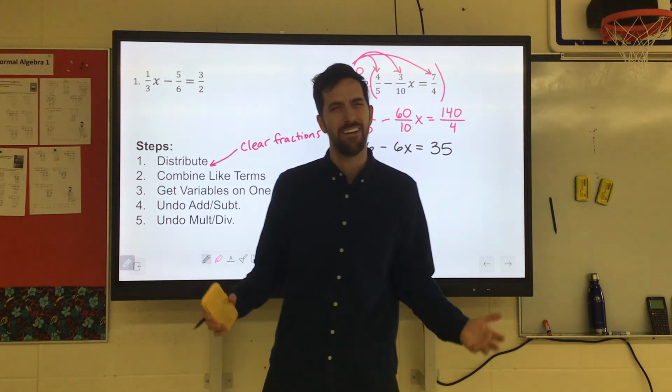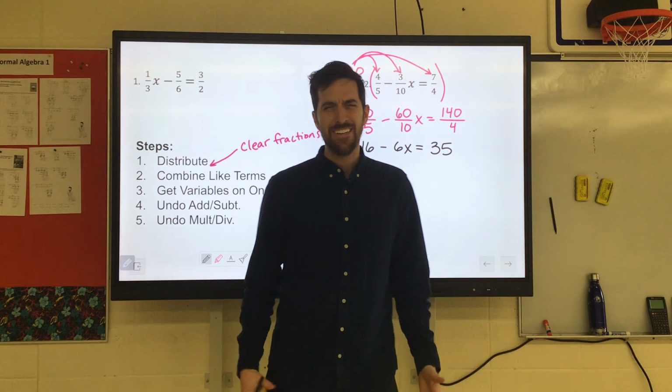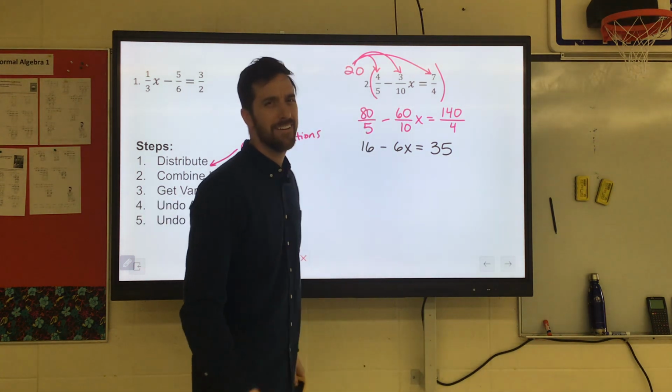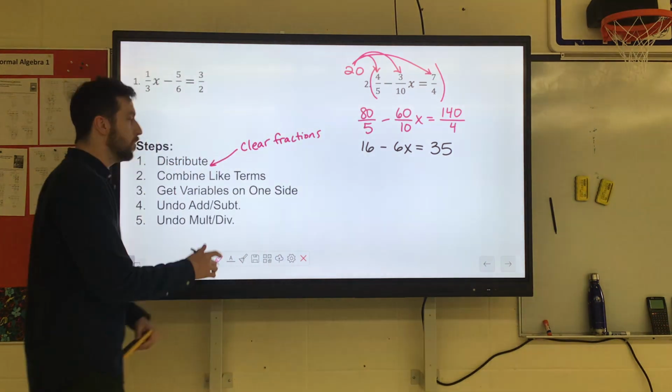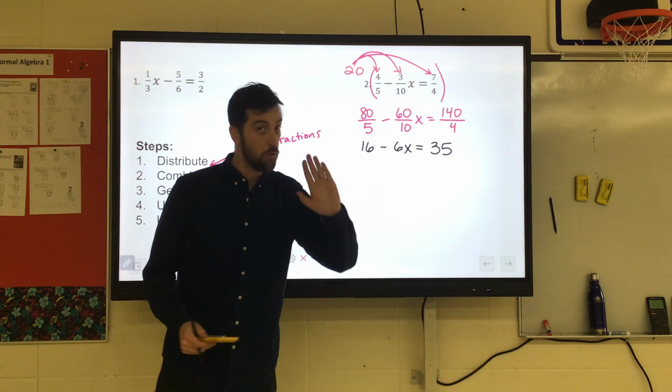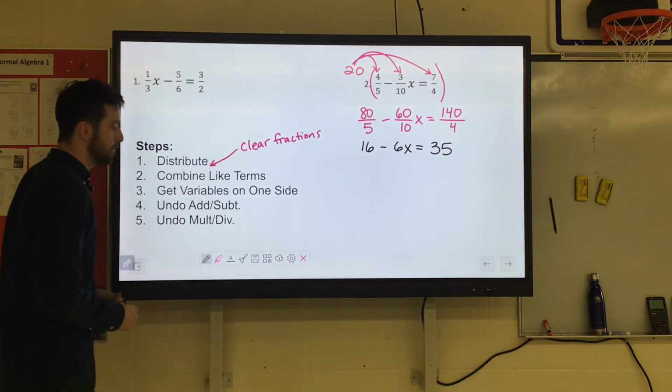No, come on. We don't do that. 16 is a regular number. 6x has a variable. We're not doing that. Come on. Oh, get the variables on the same side. We only have the variables in one spot for now. Now it's undo addition and subtraction.